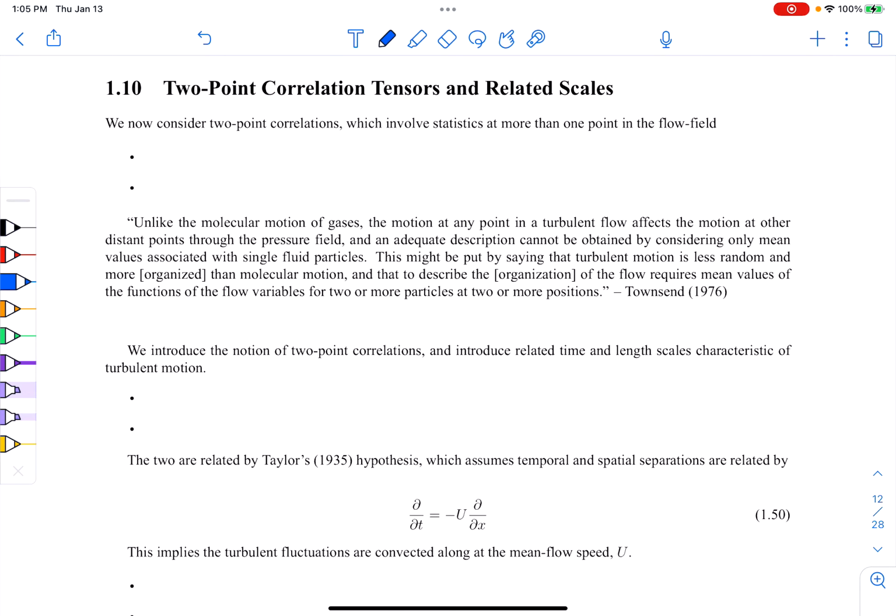And what we haven't really talked about, I believe, is 2-point correlations. We talked about 1-point correlations previously. And you might wonder why we are looking at 2-point correlations in turbulent flows. That's mentioned by Townsend in a second, and we'll read this together.